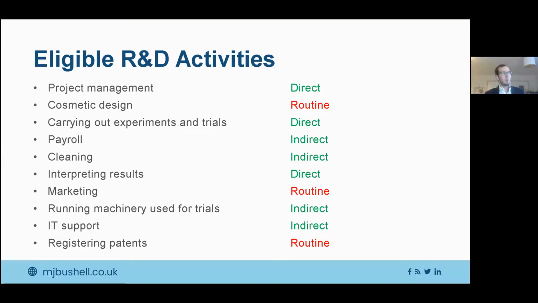So moving on now onto some R&D activities. This is just a really helpful list for you to run through to give you an idea of what type of activities relating to an R&D project would have elements of qualifying costs within them. So the red routine ones are activities that won't be eligible for R&D.